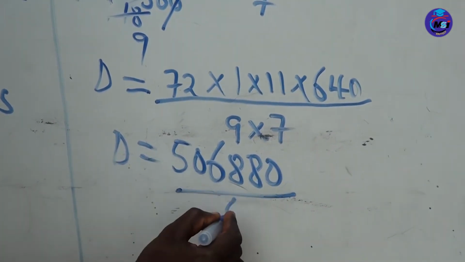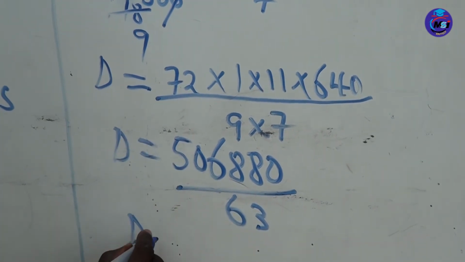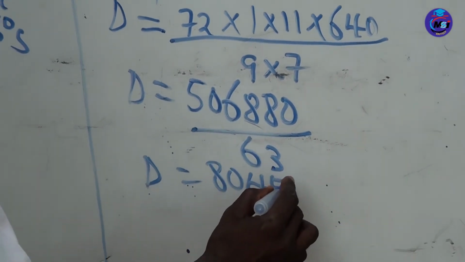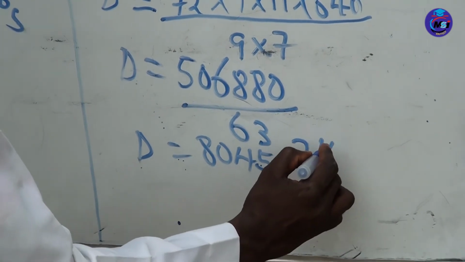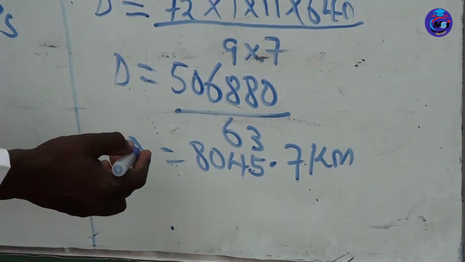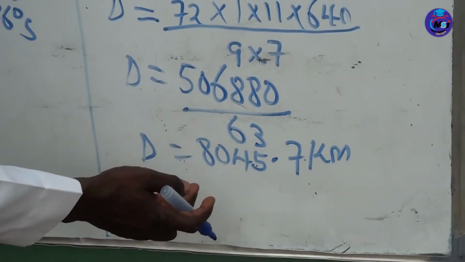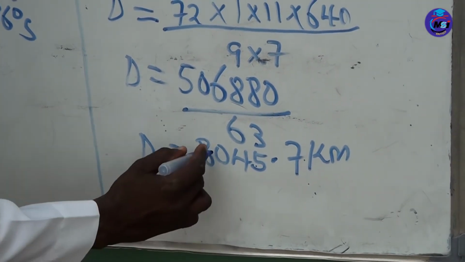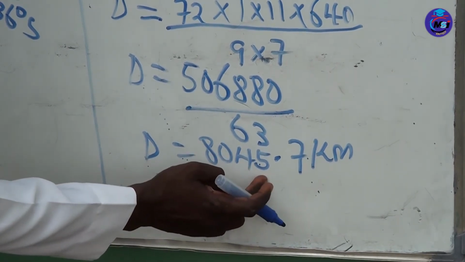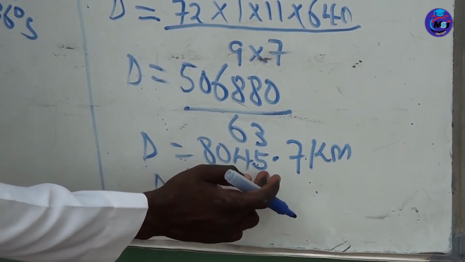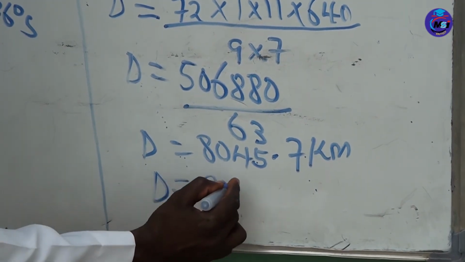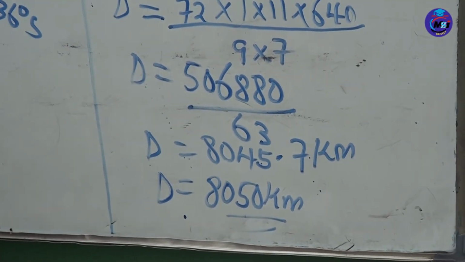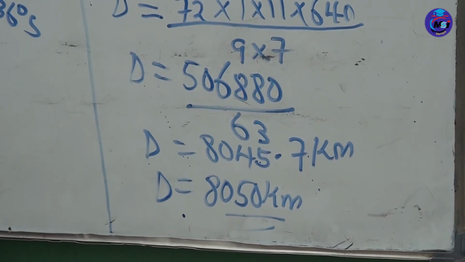506,880 divided by 63. So if you divide this, you are going to have 8045.7 kilometers. So you can approximate this to 3 significant figures. So what are we going to do? D will give us 8, 0, this is 5. When you approximate, this one will turn to 5 and this one will turn to 0. You have 8050 kilometers. Okay, so this is the distance along the great circle.